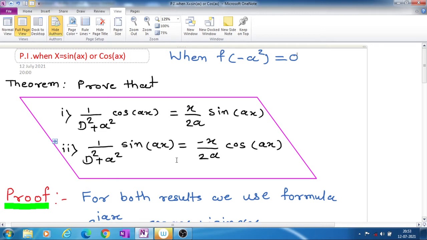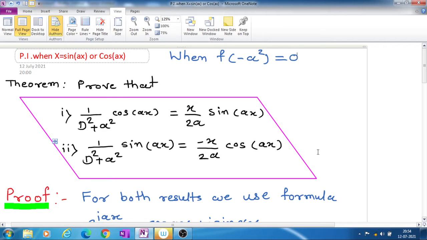How to find PI when capital X is equal to sin ax or cos ax: 1 upon f(D square) operating on sin ax or cos ax is equal to 1 upon f of minus a square into sin ax or cos ax. But when f of minus a square is equal to 0, then we cannot use that formula. So we find a formula for that situation when f of minus a square is equal to 0.